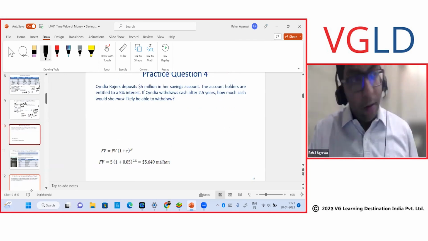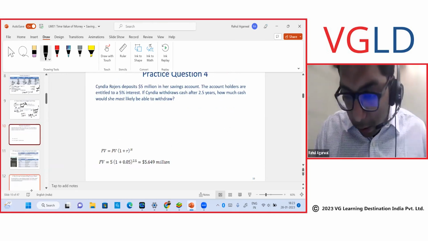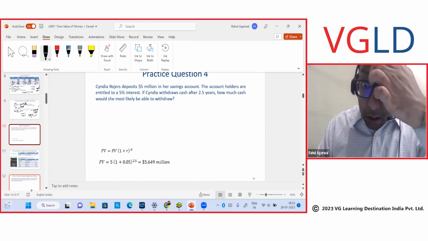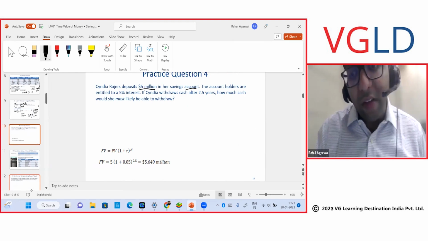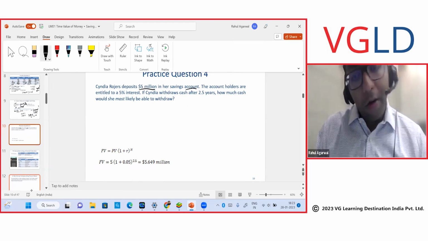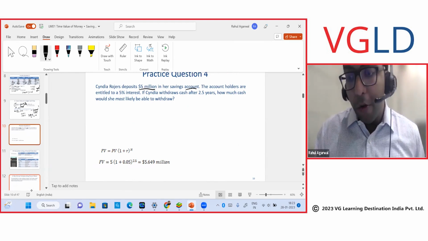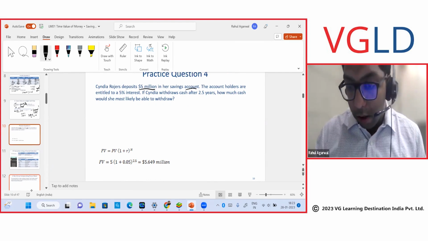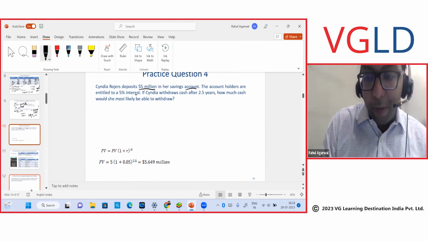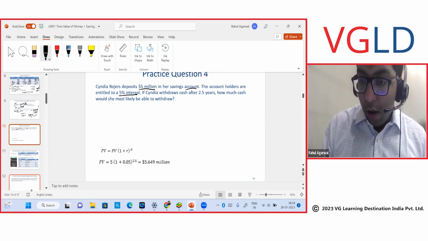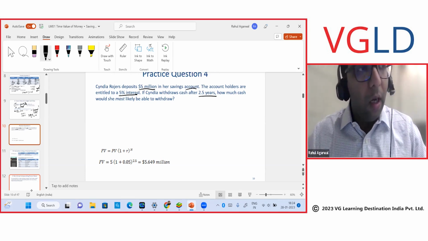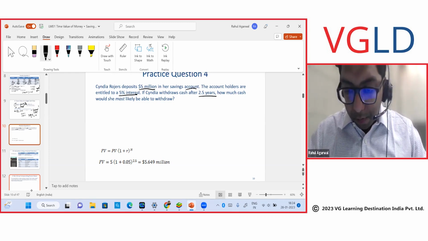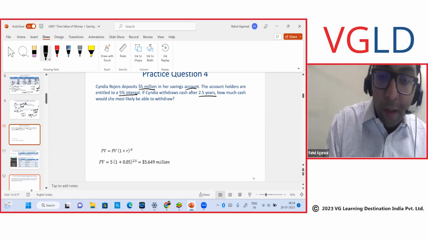Have a look at this question. A very simple question. Cynthia Rogers deposits $5 million in the savings account. You have a savings account in HDFC Bank or Axis or whatever. You deposit $5 million into that bank. Your bank says, I'll pay you 5% interest. If after 2.5 years, Cynthia withdraws the money, how much will she get? So what is the future value basically?